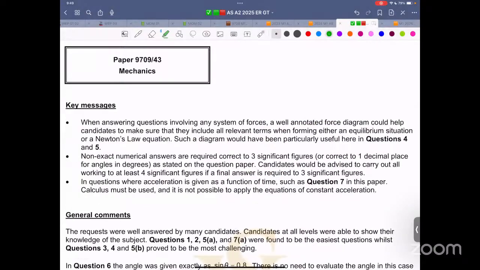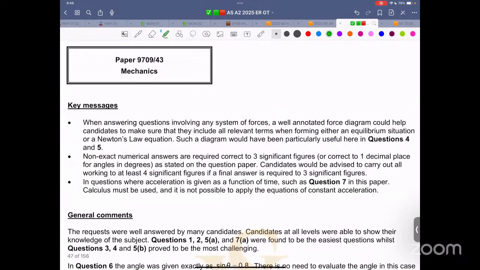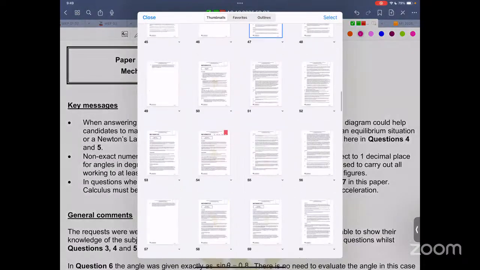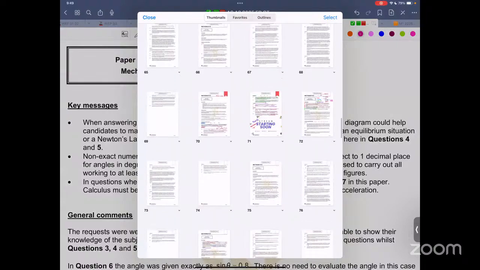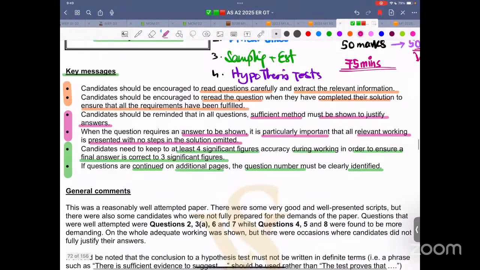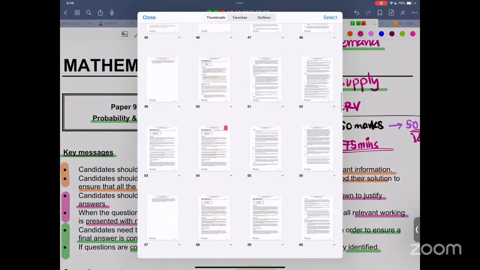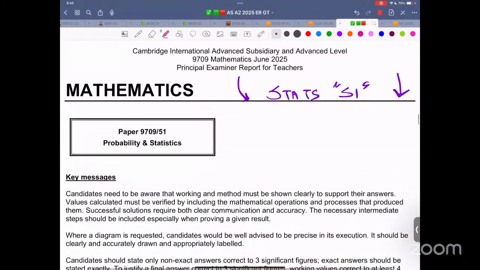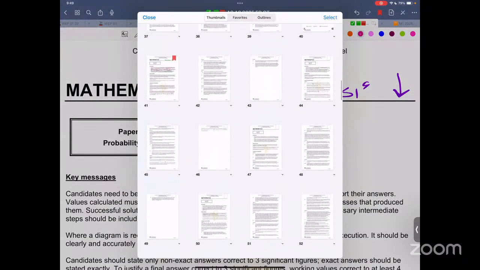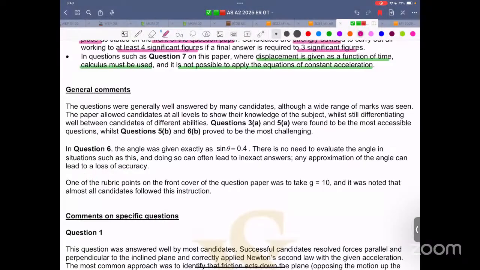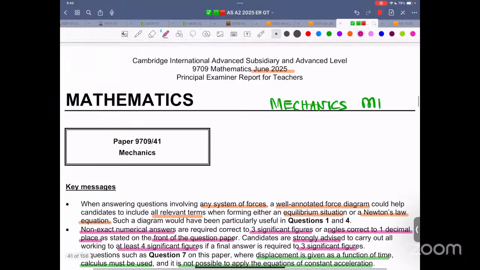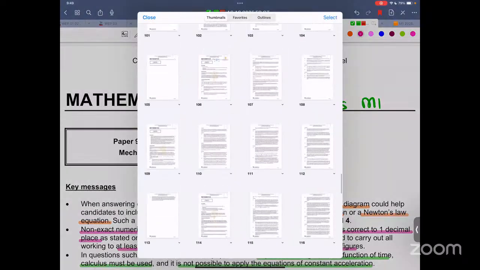Let's see if there is something different. So now over here, when answering a question on any system, again, the same thing. So let me just go to something over here. That is S2, my bad. And this thing is S1. And over here, that is M1. That is the June paper. I'm just looking for the November paper.